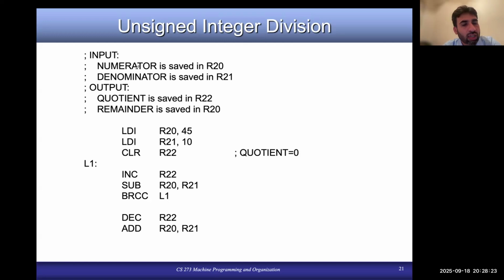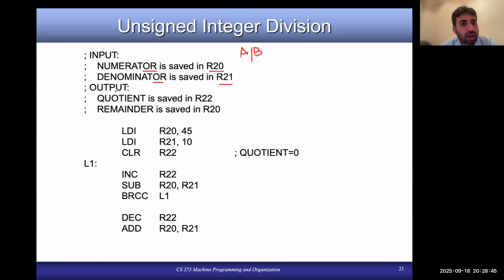So let's say you want to write a program where you have two numbers, one is the numerator and the other one is the denominator. We want to put the numerator in R20 and the denominator in R21, right? Everyone knows what a numerator and denominator are, right? When I'm saying A divided by B, A is the numerator and B is the denominator, okay?